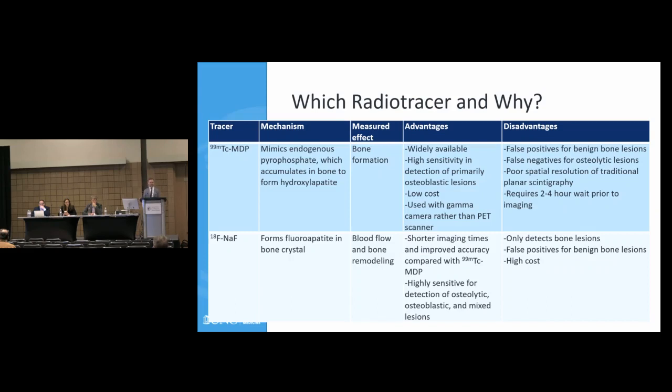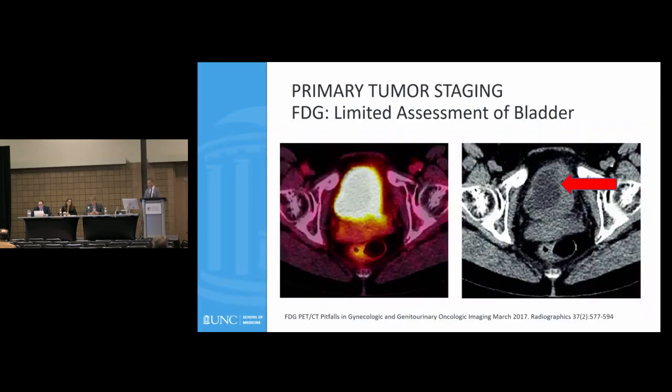So looking at bone imaging, typically the 2 most common radiotracers are technetium-99 and sodium fluoride. Technetium-99 is widely available. It's cheap, but the spatial resolution is fairly poor. Sodium fluoride, on the other hand, detects both osteoblastic and osteolytic lesions and has much better spatial resolution, and we'll get to these a little bit further on in the presentation.